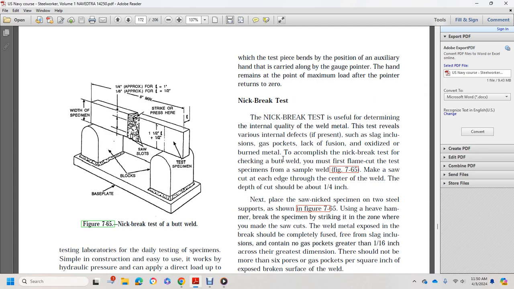The test reveals various internal defects, if present, such as slag inclusion, gas pockets, lack of fusion, oxides, and burned metal. Complete the nick-break test.